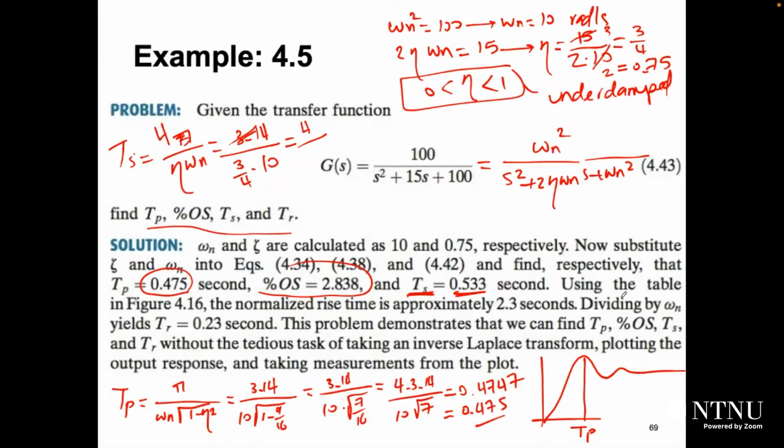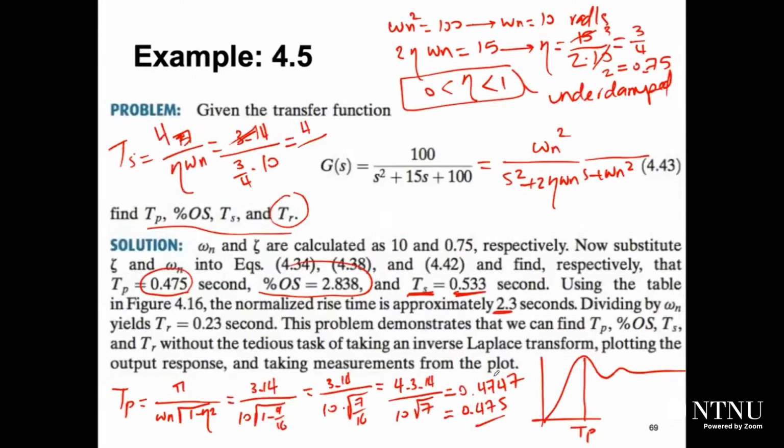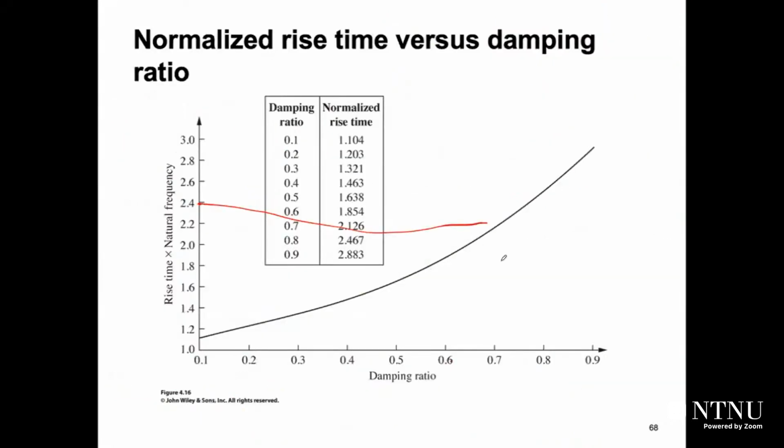Now we need to get the rise time also. So we need to use a table or figure. The normalized rise time is approximately 2.3 seconds. We will go to this table, normalized rise time. What is the damping ratio here? It's 0.75.